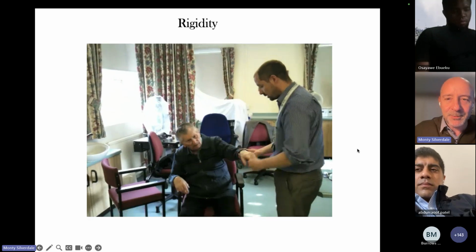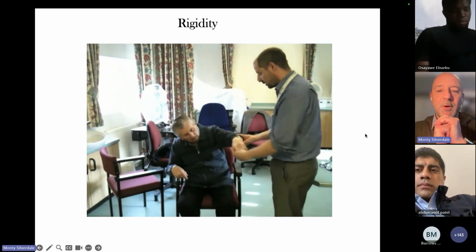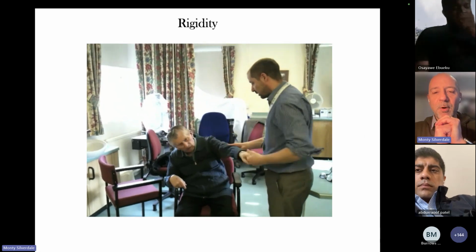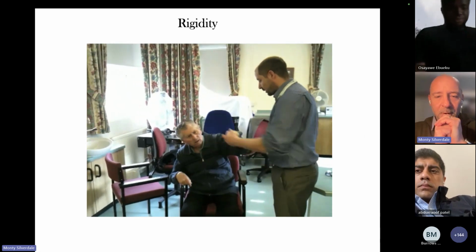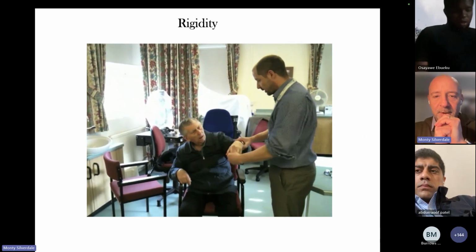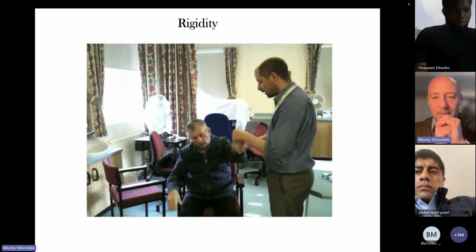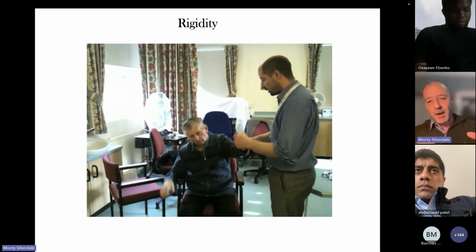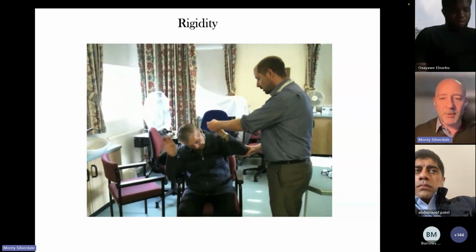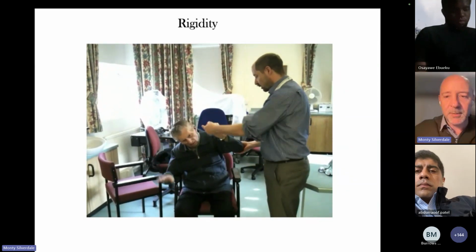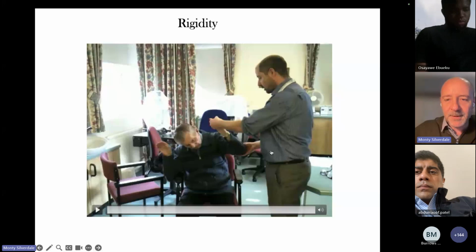So here we can see me testing rigidity in somebody, first of all at the wrist, then at the elbow, going the whole way through the movement. I'm not totally sure if he's got rigidity or not, but you get him to move the other arm and it's a lot stiffer when we do that. People with Parkinson's, it really does get very stiff when you move the other arm. So that can be just a useful way to bring out rigidity.